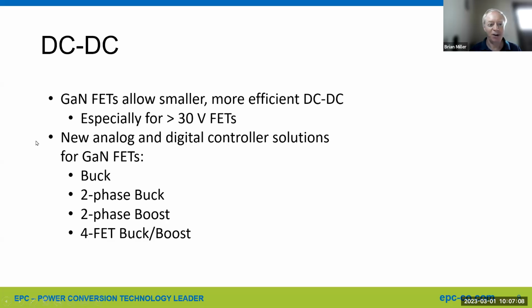Within the last year or so, there have been some new analog and digital controller solutions for GaN FETs. Things like buck controllers, two-phase buck for high current, two-phase boost, and the 4-FET buck boost. For that situation, it seems to be more and more common where the output voltage is sometimes above or sometimes below the input voltage.